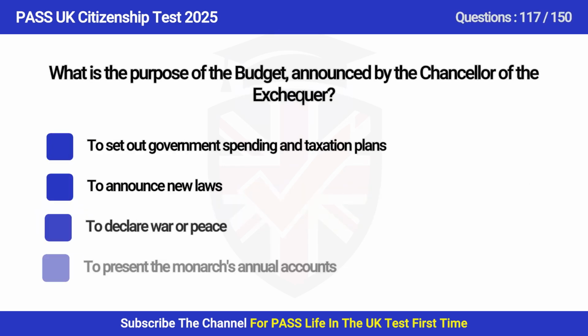Question 117. What is the purpose of the budget announced by the Chancellor of the Exchequer? A. To set out government spending and taxation plans. B. To announce new laws. C. To declare war or peace. D. To present the monarch's annual accounts.